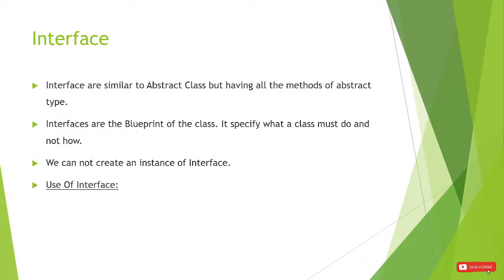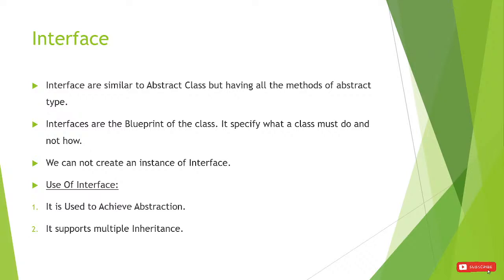Okay, after that, what is the use of the interface? The first use is that it is used to achieve abstraction. We saw that, right? Why are we using the interface? It is used to achieve abstraction. If you want to achieve abstraction, we simply use the interface. After that, it supports multiple inheritance.